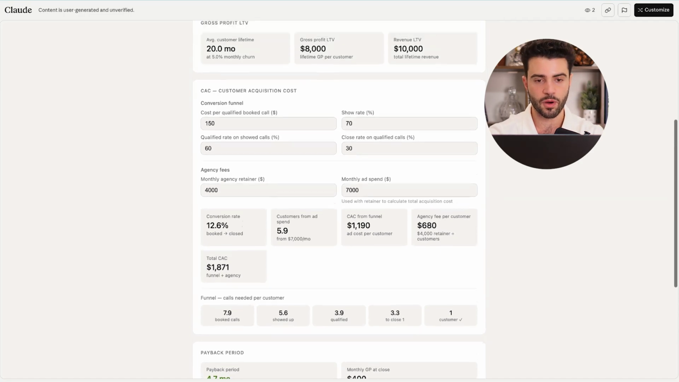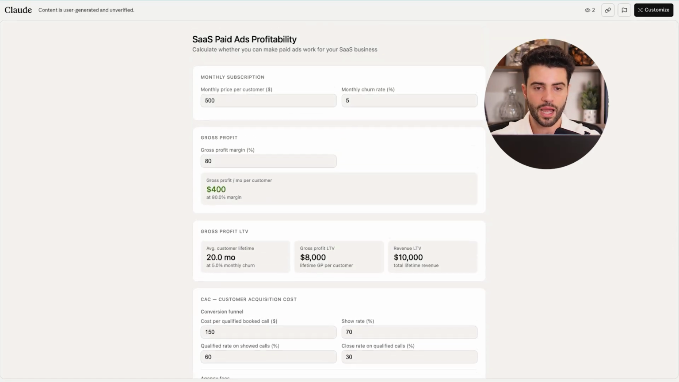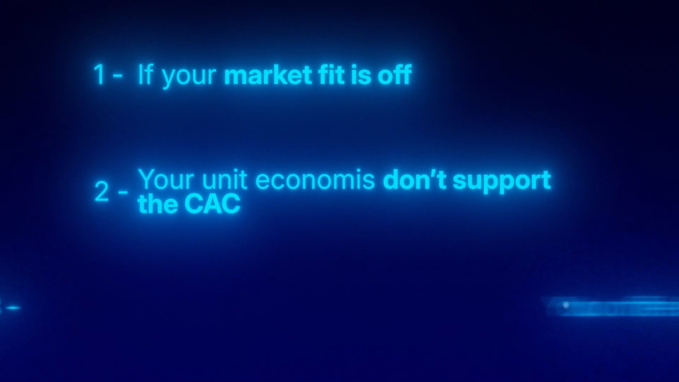So this is the mental model and the mental math that I go through when I'm evaluating a client, whether we want to work together and whether it makes sense for them to run paid ads based upon their current metrics. So here's the bottom line. Paid ads are one of the highest leverage growth channels available to a SaaS company, but they will punish you fast if your market fit is off, your unit economics don't support the CAC, or your offer isn't built for cold traffic. So before you spend a single dollar on ads, you need to be able to answer these things.